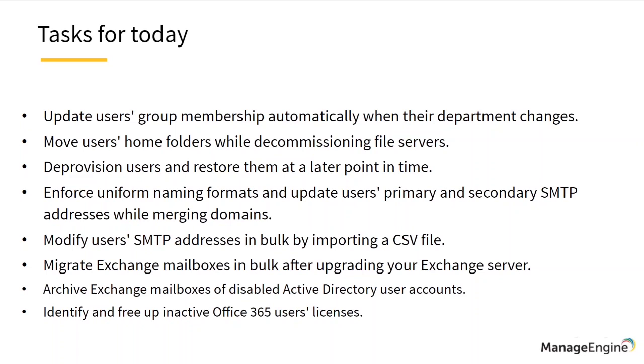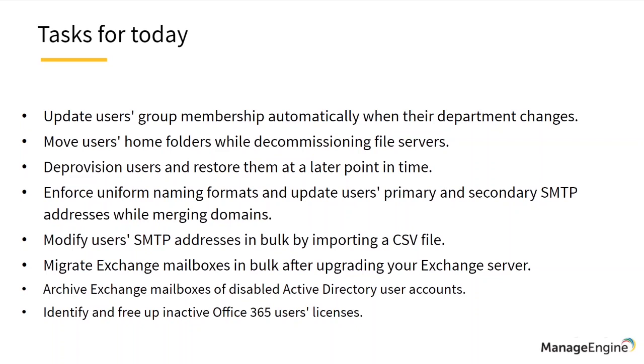Then we saw how we can enforce uniform naming formats and update users' primary and secondary addresses while merging domains. We did this using two methods. In the first one, we manually typed in the user's primary and secondary SMTP address in the CSV file itself. We had two headers, SAM account name and proxy addresses. The SAM account name was for mentioning the user that we wanted to search for, and the proxy addresses were the new values which we are going to set.